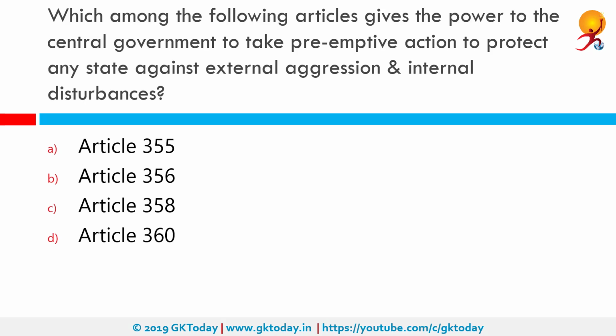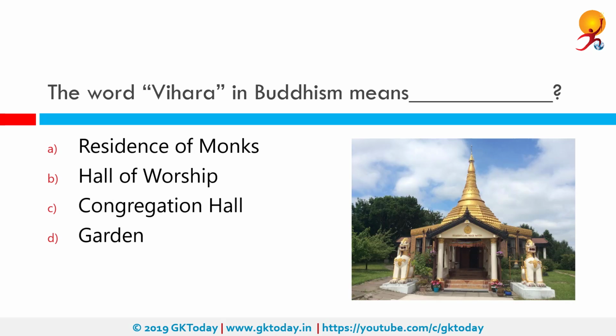Which among the following article gives the power to the central government to take preemptive action to protect any state against external aggression and internal disturbance? The correct answer is Article 355. It entrusts the duty upon the Union to protect the state against external aggression and internal disturbance, to ensure that the government of every state is carried on in accordance with the provisions of the Constitution.